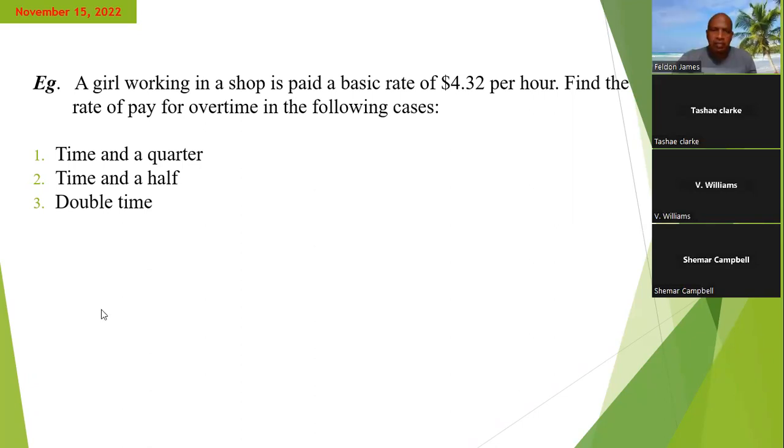Hi, Mr. James. I'm in a taxi heading home, but I think I have the answer for the first one. I'm not sure if I'm right. I think it's $5.40. All right, we'll just make a note of your answer and then check afterwards. $5.40 is your answer.